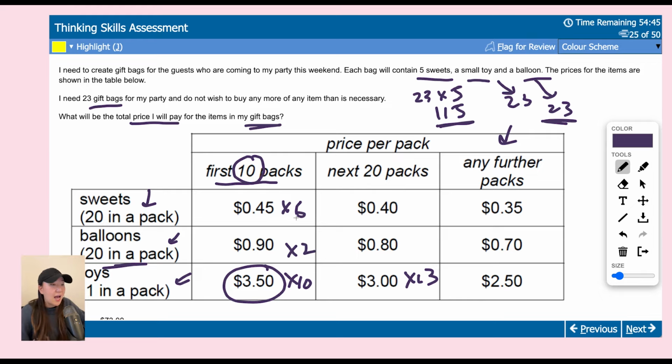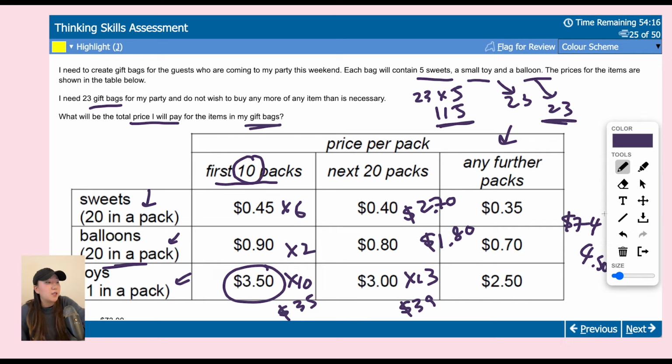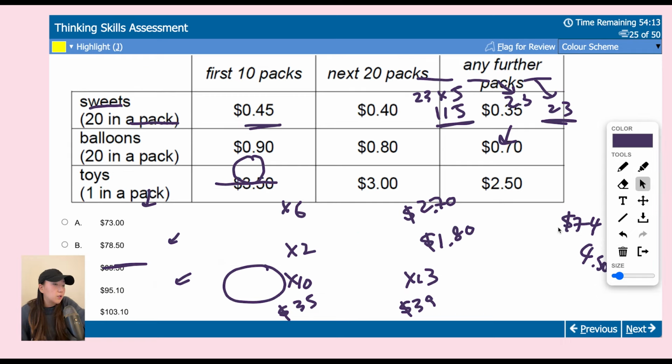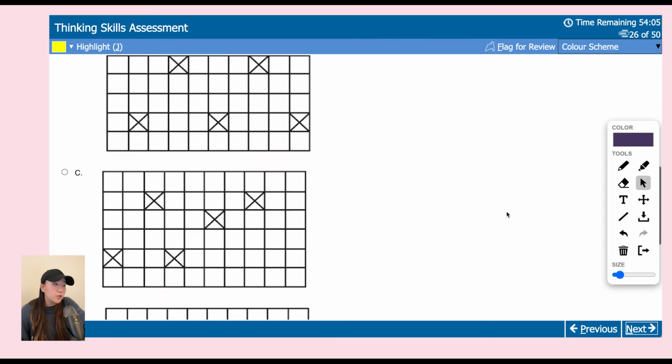And then we literally just add. So 45 times 6 is 270, and then 2 of those is $180, and then this is $35, and this one is $39. So we just need to add those all up. So this one plus this one is $74, and then the rest comes to $78.50. So it'd be B. Again, familiarize yourself if this does trip you up, but I feel like this one's maybe not super difficult.